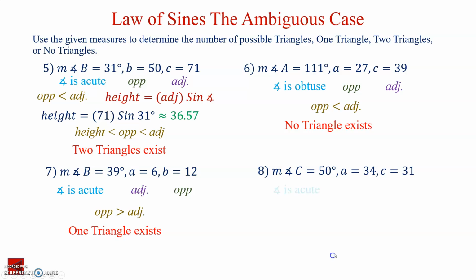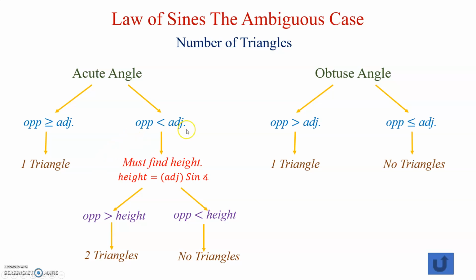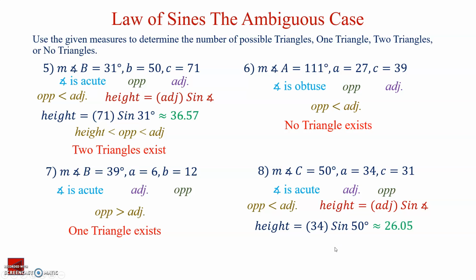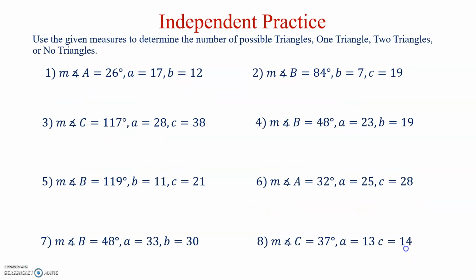And the last one. We've got 50 degrees, which is acute. We've been given the adjacent and the opposite. The opposite is less than the adjacent, so we've got to find the height. Then we'll compare the opposite and the height. Once we find the height, it happens to equal 26.05. Comparing that to the opposite, the height is less than the opposite, which was also less than the adjacent. There are our two triangles. So that was some guided practice. These are the independent practice problems you will complete.